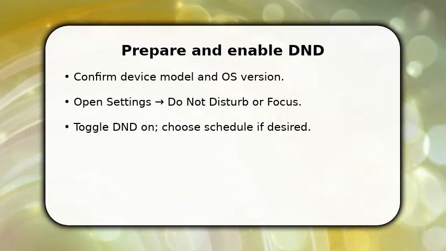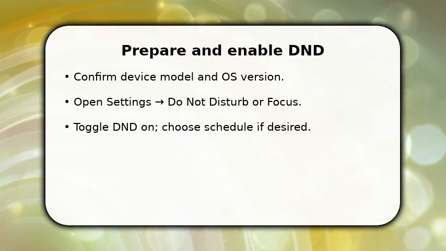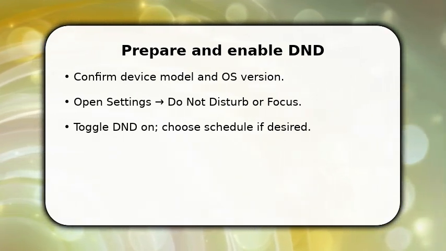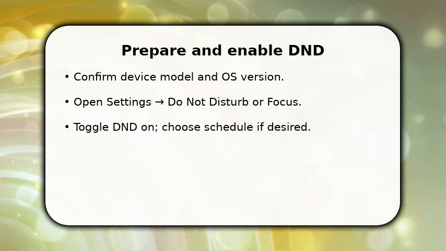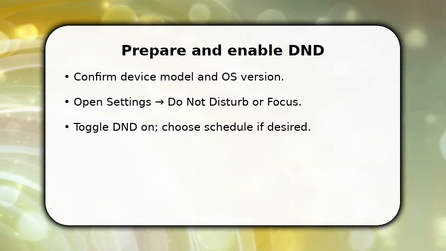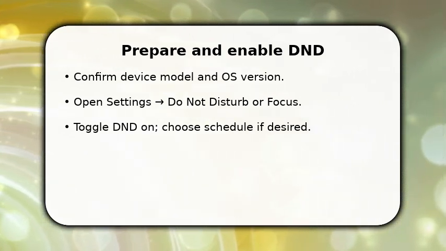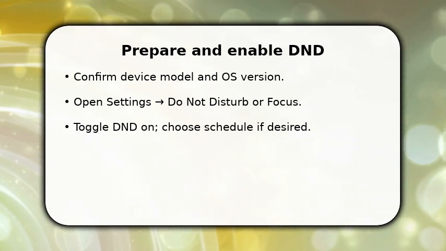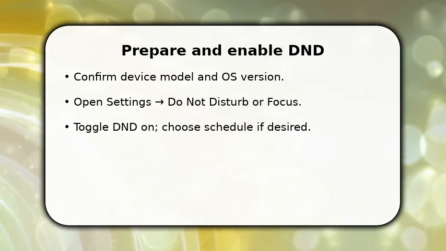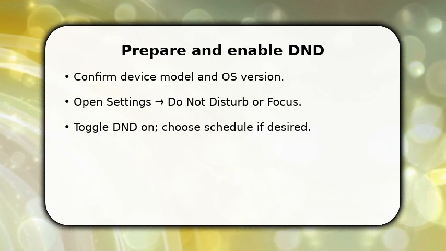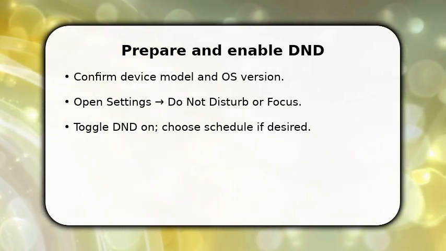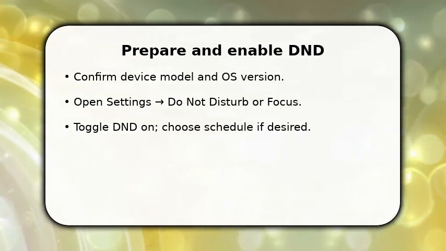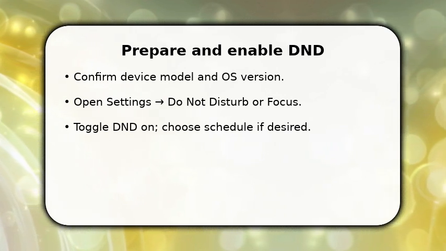You'll start by confirming your device and OS so you use the right controls. Open Settings and go straight to Do Not Disturb or Focus. Don't linger. Turn DND on now, and, if you want, set a schedule so it activates automatically. Once done, make sure to note whether calls are silenced always or only when locked. This initial setup prevents interruptions while you adjust call exceptions in the next steps.